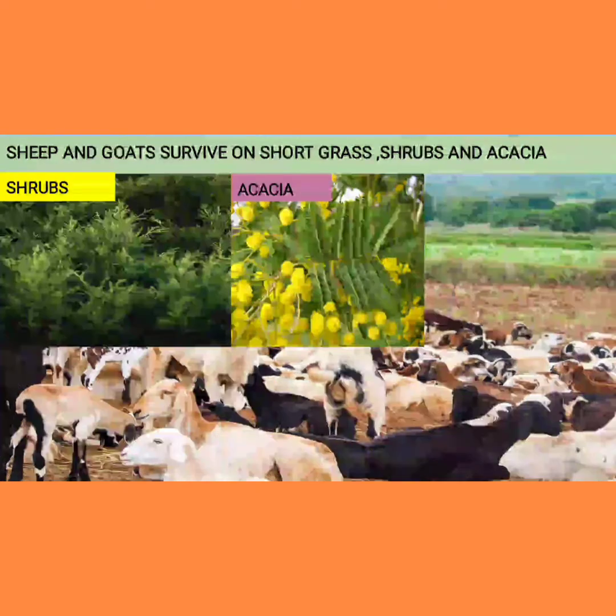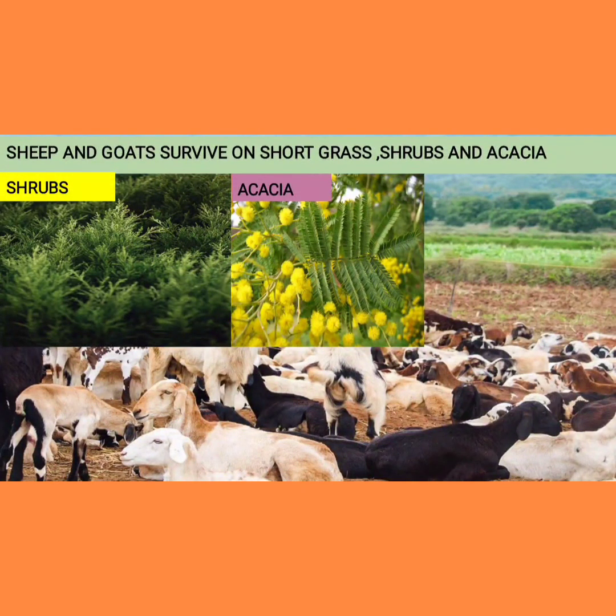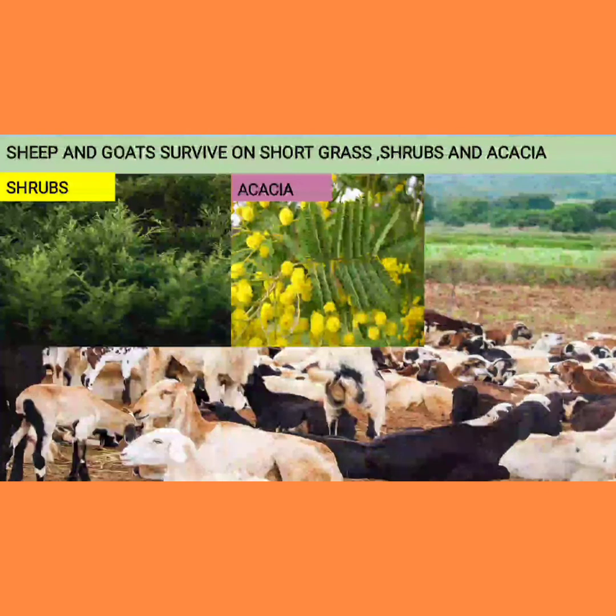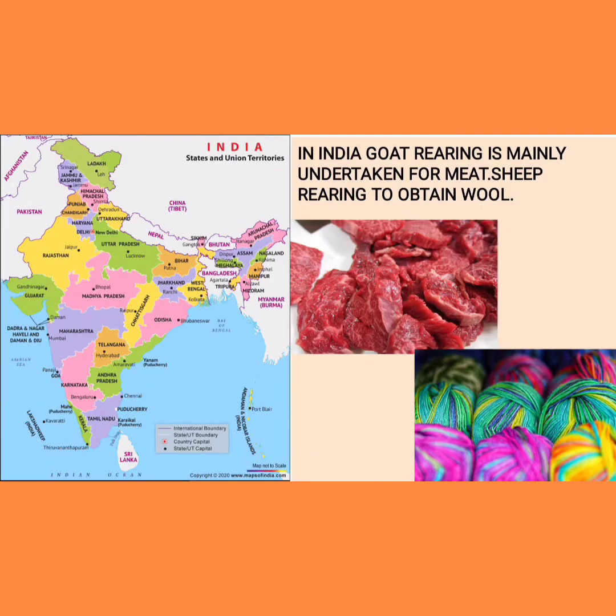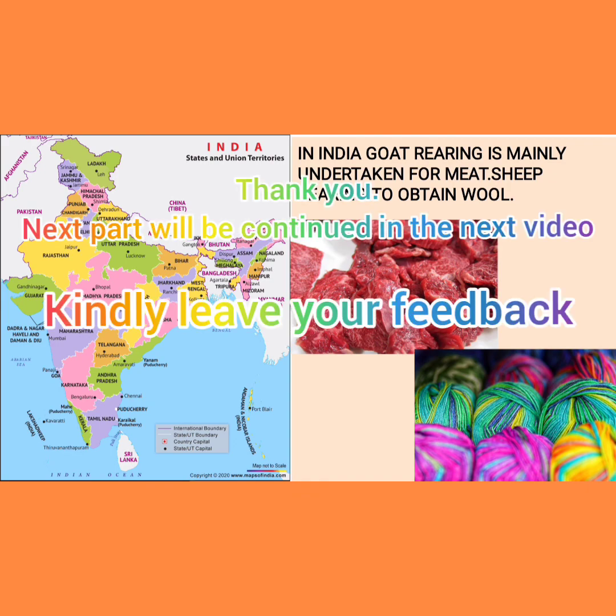You can see here the sheep and goats live on short grass, shrubs and acacia. You can see the picture of acacia, you can see the picture of shrubs over here and short grass. In India, goat rearing, if you are keeping the goat in India, is mainly undertaken for what? For meat. We call it mutton. Sheep rearing is to obtain wool. From the sheep you get wool.